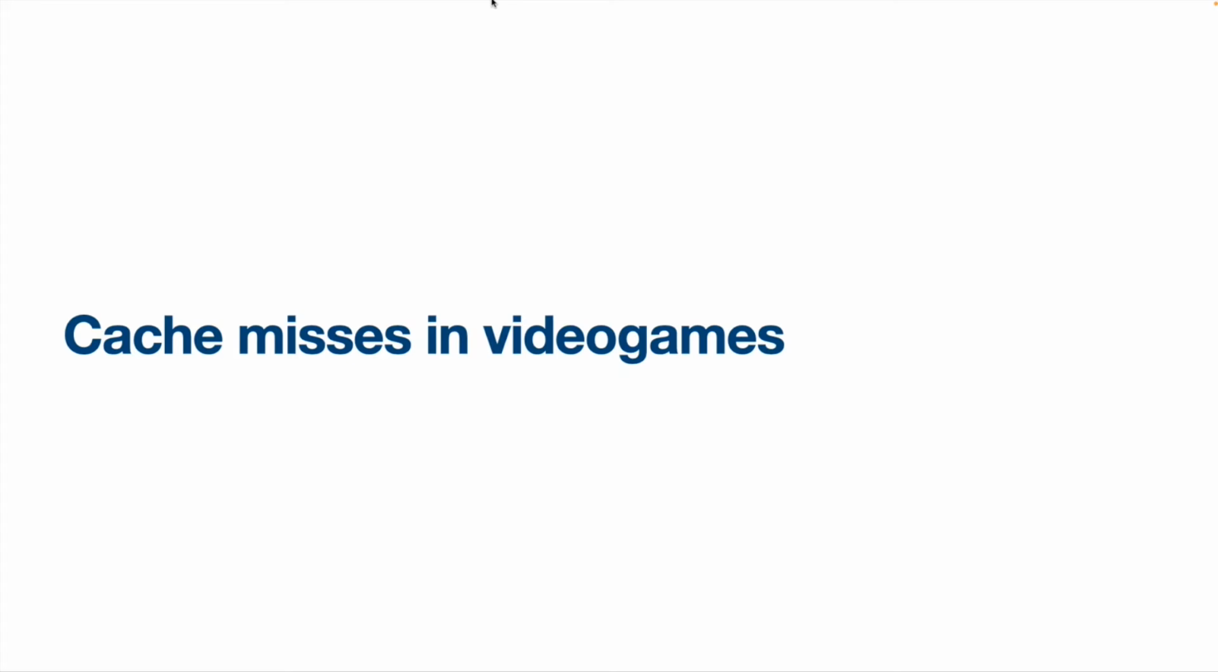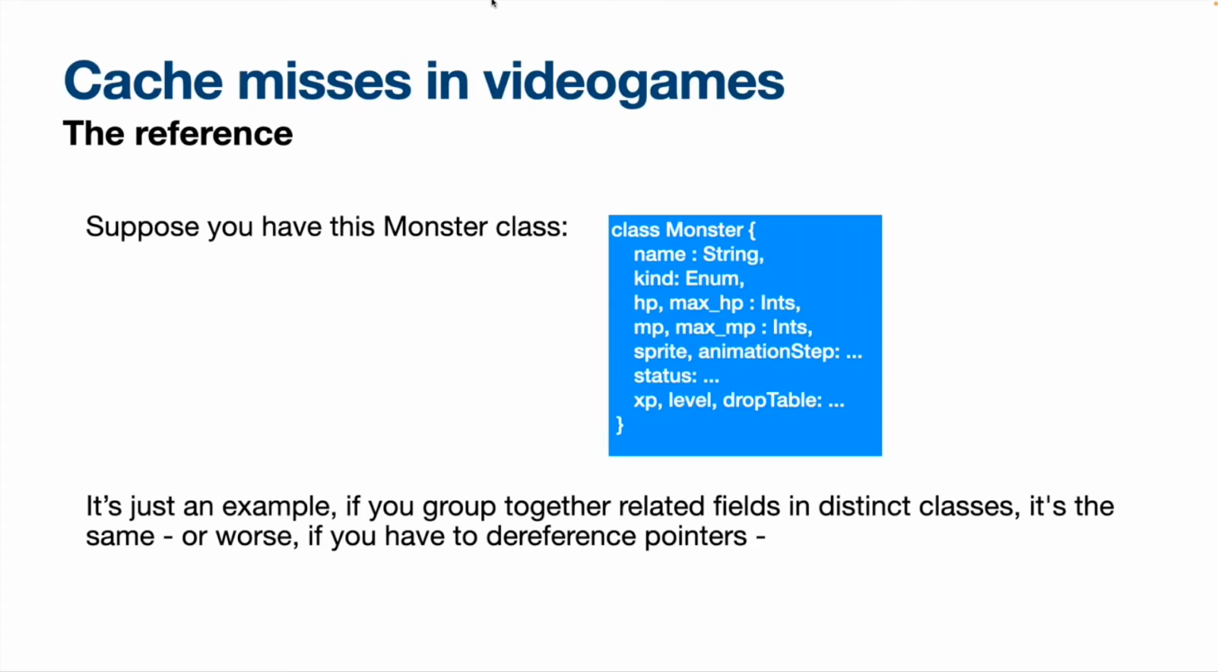Now that we are more or less clear on what a cache miss is, what happens in video games, and why is it a problem in video games? For reference, suppose that you have this monster class. It has a lot of fields, maybe name, hit points, magic points, it may have a drop table, really a lot. Keep it for reference. And again, this is just a flattened view. In case you have subclasses inside, so basically subcomponents, performance may take a hit just due to having to follow the reference pointers. It usually is not the case, but in some pathological cases it happens.